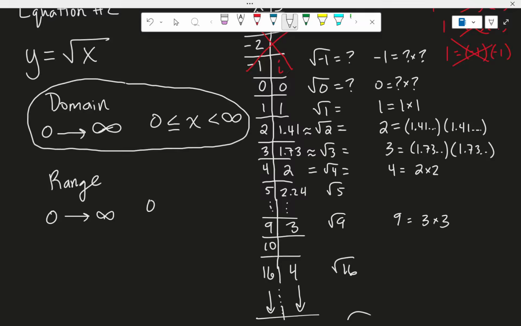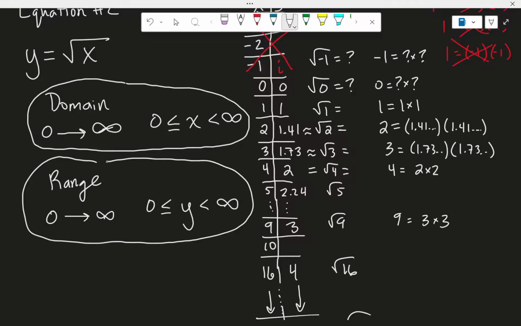So I'm thinking my range is also going to be from 0 to infinity. And of course, we write that in inequality notation like this. But remember, since it's the range, it's the outputs. So we use a y value there in our inequality notation. So now we have our domain and range for this square root of x function.